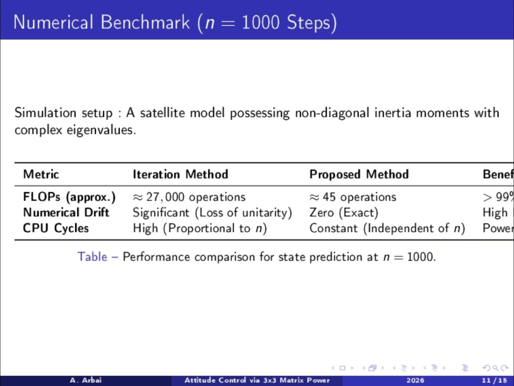We benchmarked this method over a 1000-step prediction horizon. The traditional iterative method requires roughly 27,000 operations and suffers from significant numerical drift. In contrast, our proposed method requires only about 45 constant operations and yields zero drift. This represents a 99% reduction in computational effort.